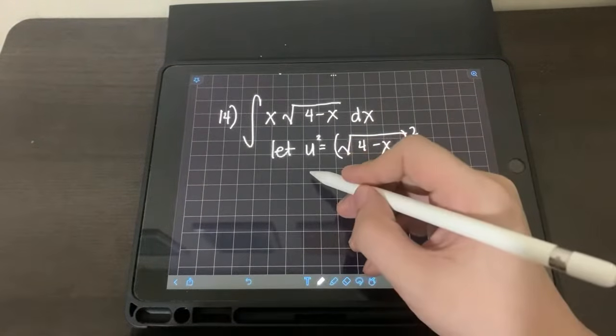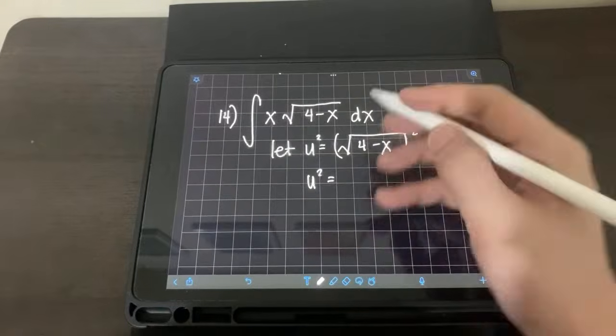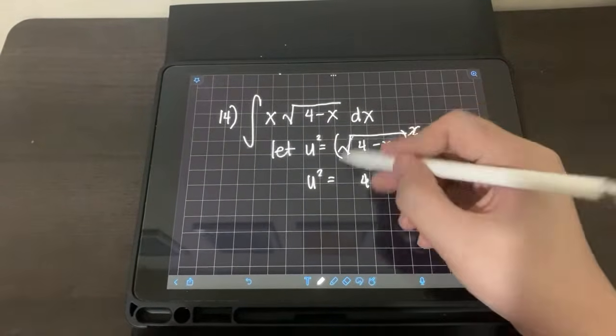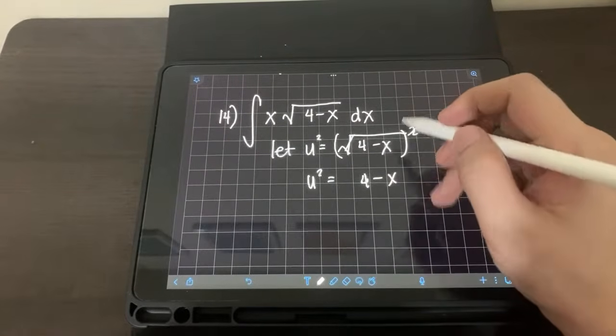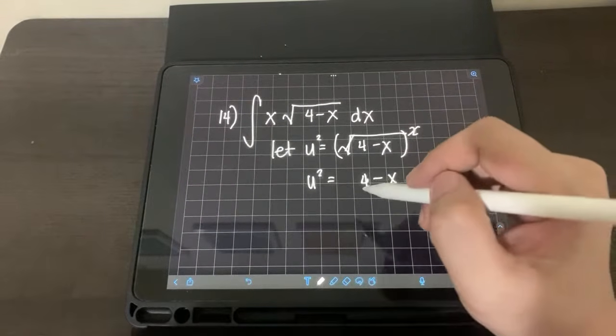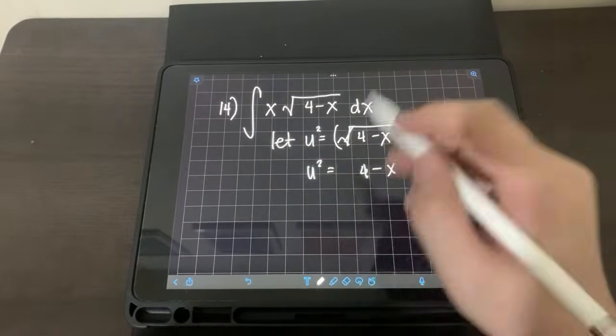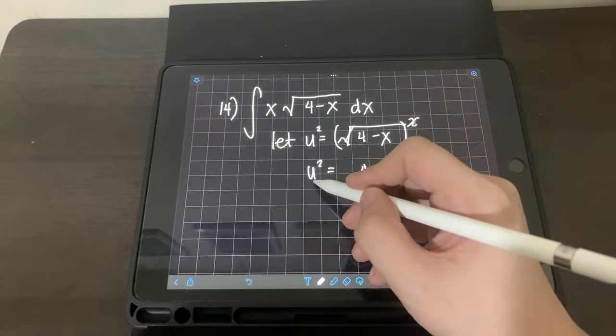If you square both sides, you will have u squared is equal to 4 minus x, right? So you will cancel the square root. And then this is easier to differentiate both sides, right? So if we differentiate both sides, okay, the derivative of u squared.